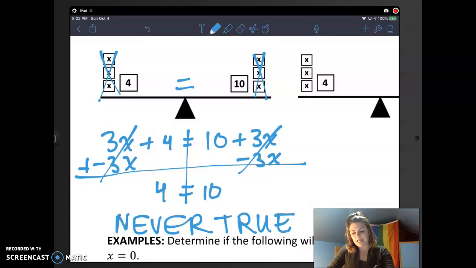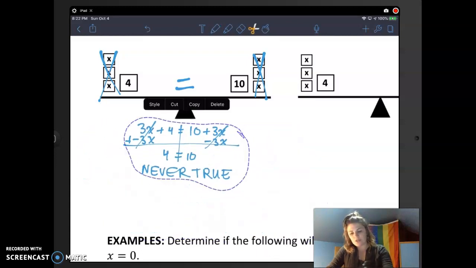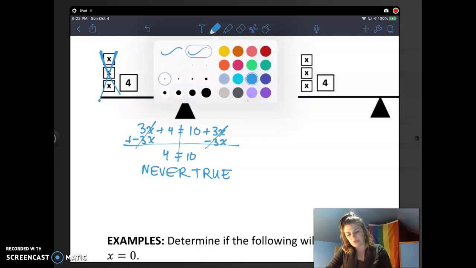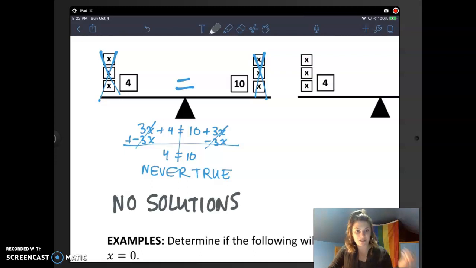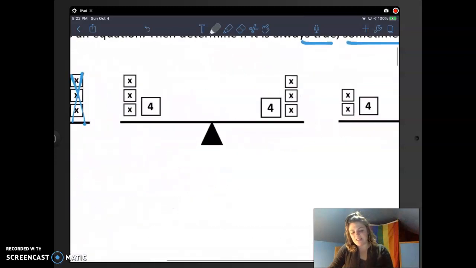And another way to say that in math terms is that there are no solutions. So we're going to use the phrase no solutions, or it can't be solved, as our answer here. Okay, let's take a look at the next balance.